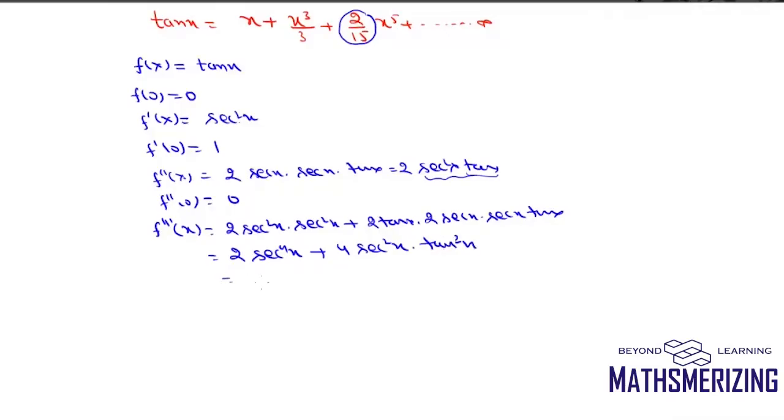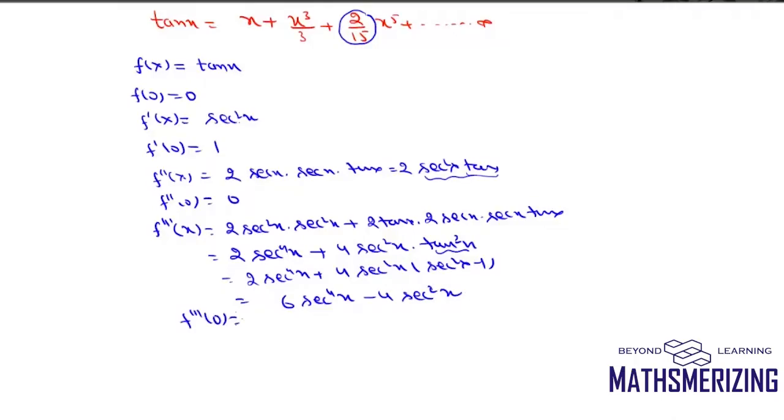Or I can still simplify it as 2 sec⁴x plus 4 sec²x, and I can write tan²x as sec²x minus 1. So I'll actually write it as 6 sec⁴x minus 4 sec²x. So that's your third derivative.